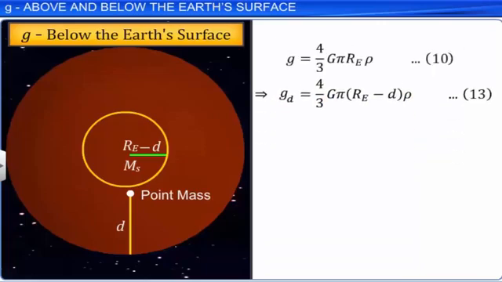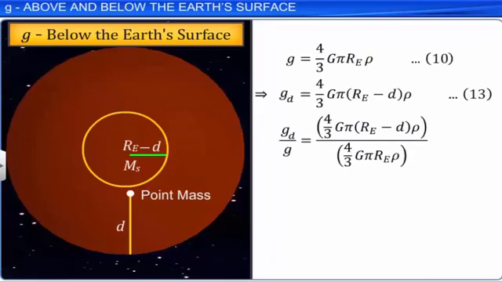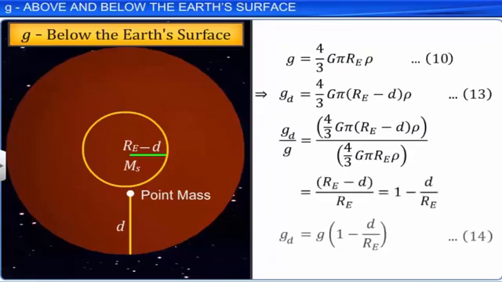On simplification, we get equation 14, which indicates acceleration due to gravity at a given depth from the surface of the Earth as Gd is equal to g multiplied by 1 minus d by Re. That's how we derive the expression for measuring g above and below the Earth's surface.